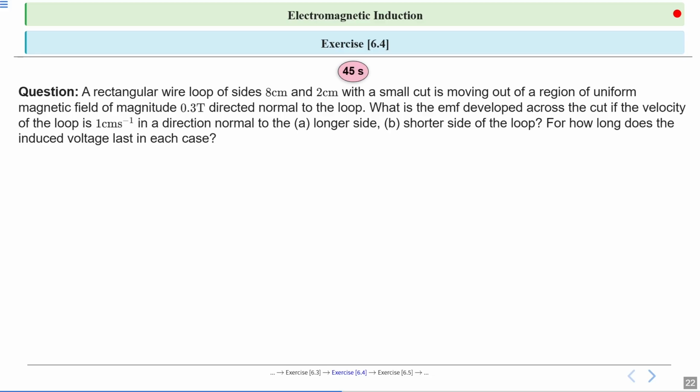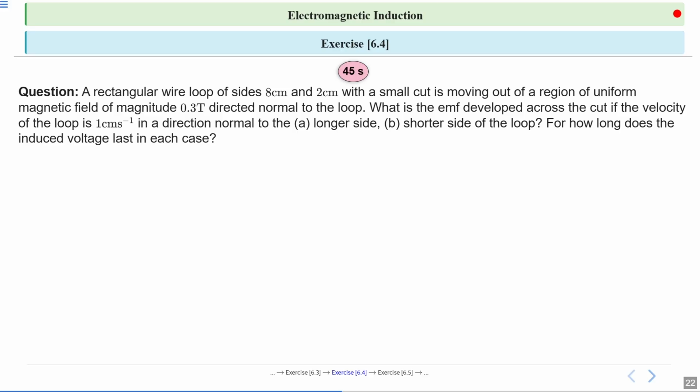Next, exercise 6.4. A rectangular wire loop of side 8 centimeter and 2 centimeter with a small cut is moving out of a region of uniform magnetic field of magnitude 0.3 Tesla directed normal to the loop. So the magnetic field is directed normal to the loop, which has two sides, 8 centimeter and 2 centimeter. What is the EMF developed across the cut if the velocity of the loop is 1 centimeter per second in a direction normal to? There are two cases: when the velocity is perpendicular to the longer side, and when the velocity is perpendicular to the shorter side of the loop. You have to find the induced EMF in the two cases.